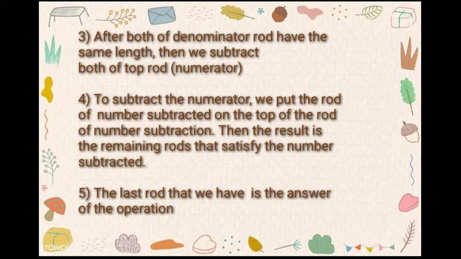Then the result is the remaining rods that satisfy the number subtracted. Fifth, the last rod that we have is the answer of the operation.